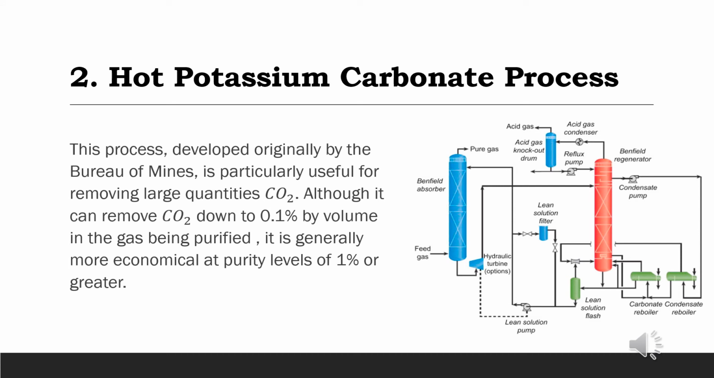So next one, we have here the hot potassium carbonate process. This process, developed originally by the Bureau of Mines, is particularly useful for removing large quantities of CO2. Although it can remove CO2 down to 0.1% by volume in the gas being purified, it is generally more economical at purity level of 1% or greater.